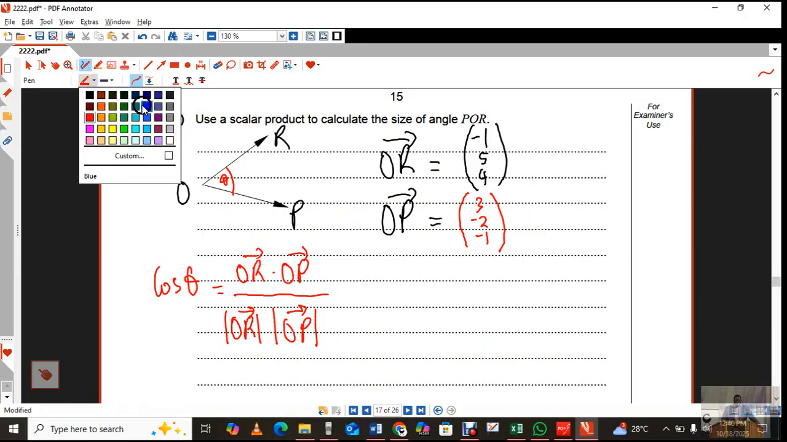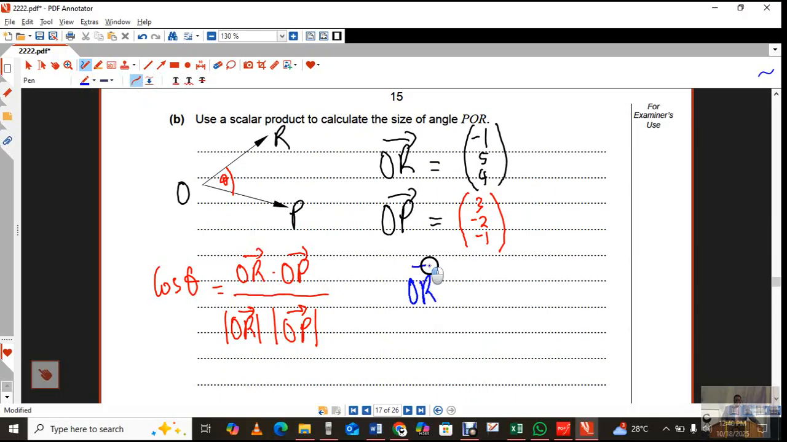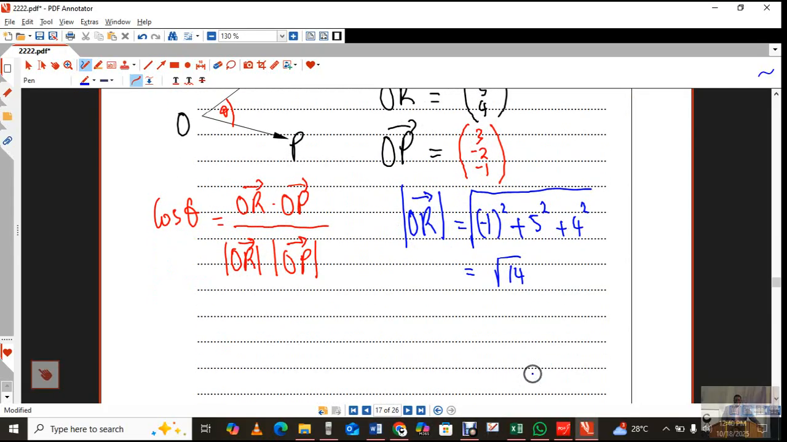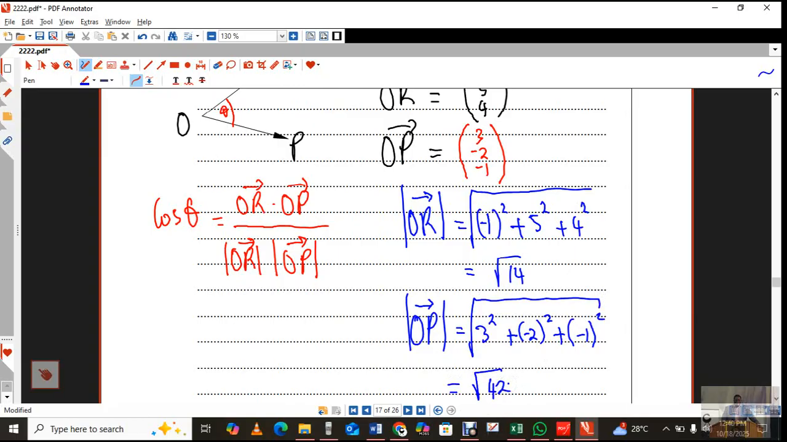And it's basically just using Pythagoras. The magnitude of OR is equal to 1 squared plus 5 squared plus 4 squared, everything square root. This is going to equal the square root of 14. Okay? Then let's find the magnitude of OP. The magnitude of OP is 3 squared plus negative 2 squared plus negative 1 squared, square root, and if you calculate it, this gives me the square root of 42. Now let's find the dot product.